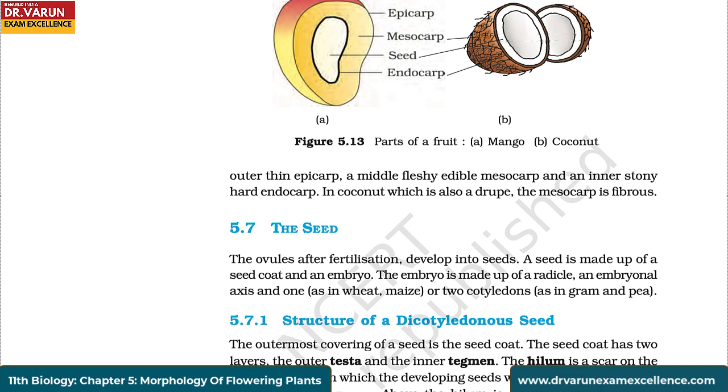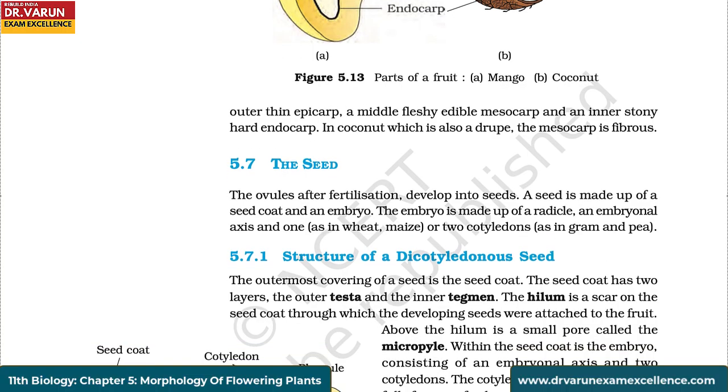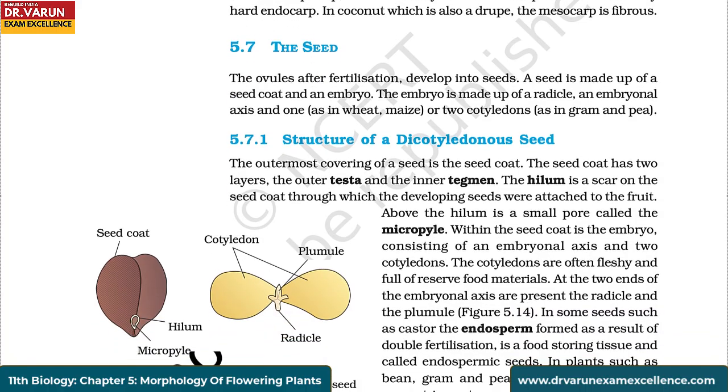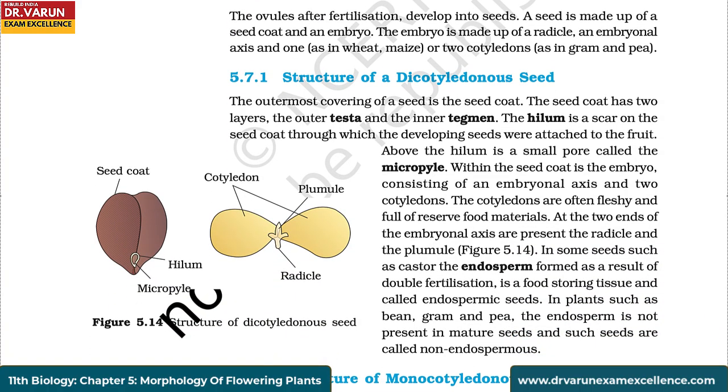The seed. The ovules after fertilization develop into seeds. A seed is made up of a seed coat and an embryo. The embryo is made up of a radicle, an embryonal axis, and one, as in wheat, maize, or two cotyledons, as in gram and pea. Structure of a dicotyledonous seed.